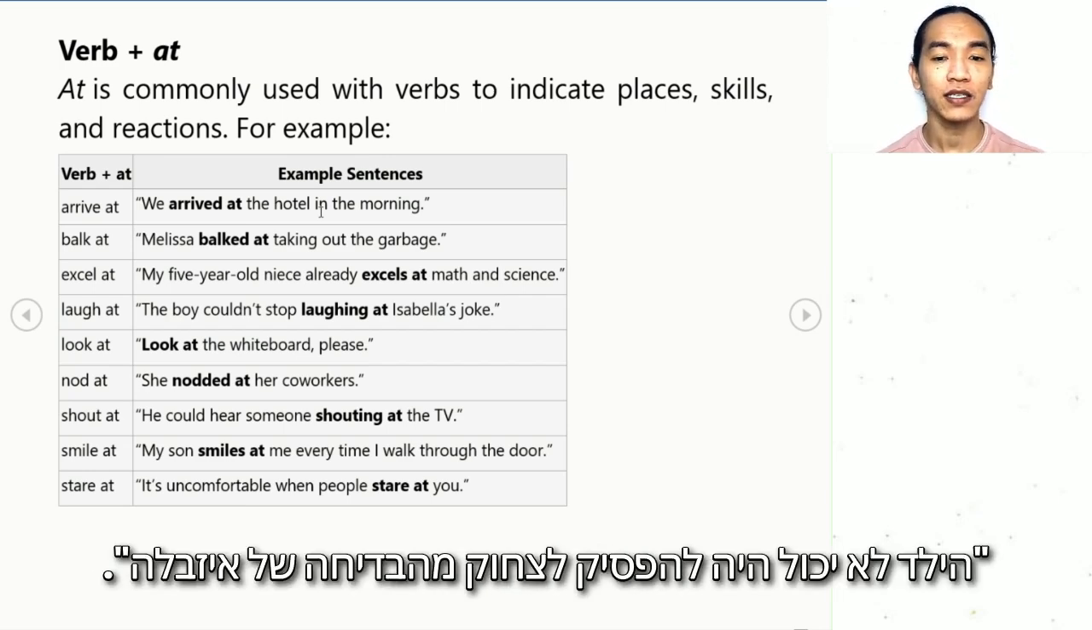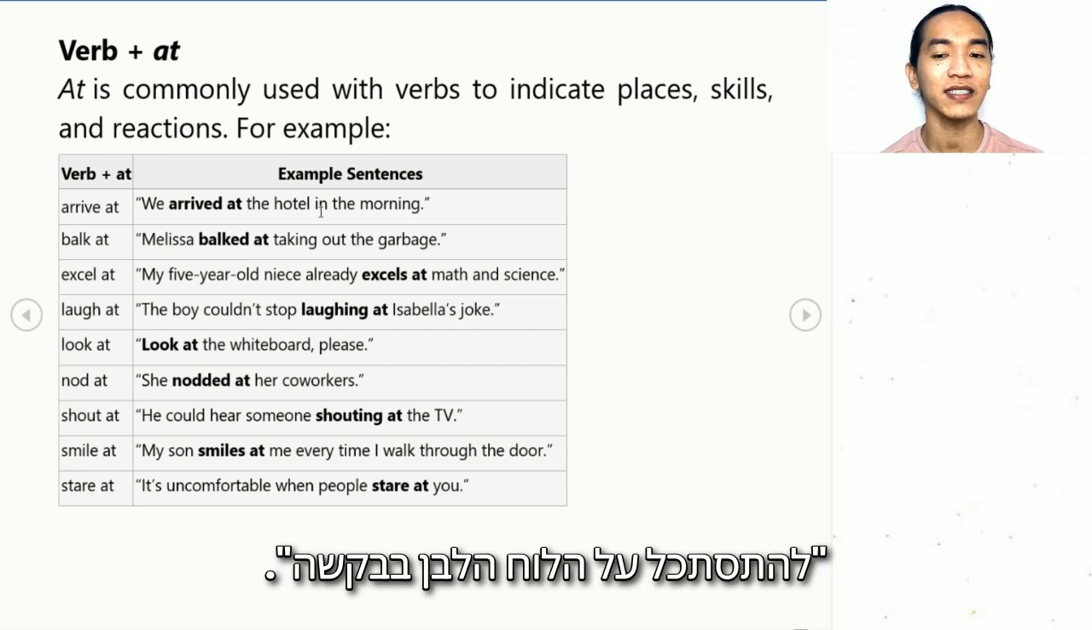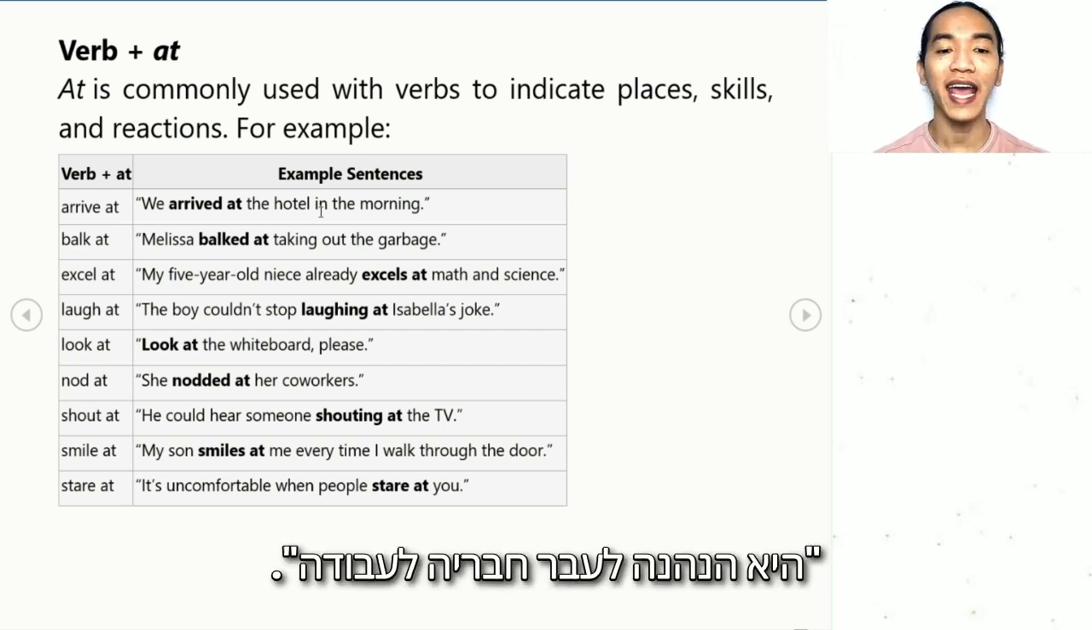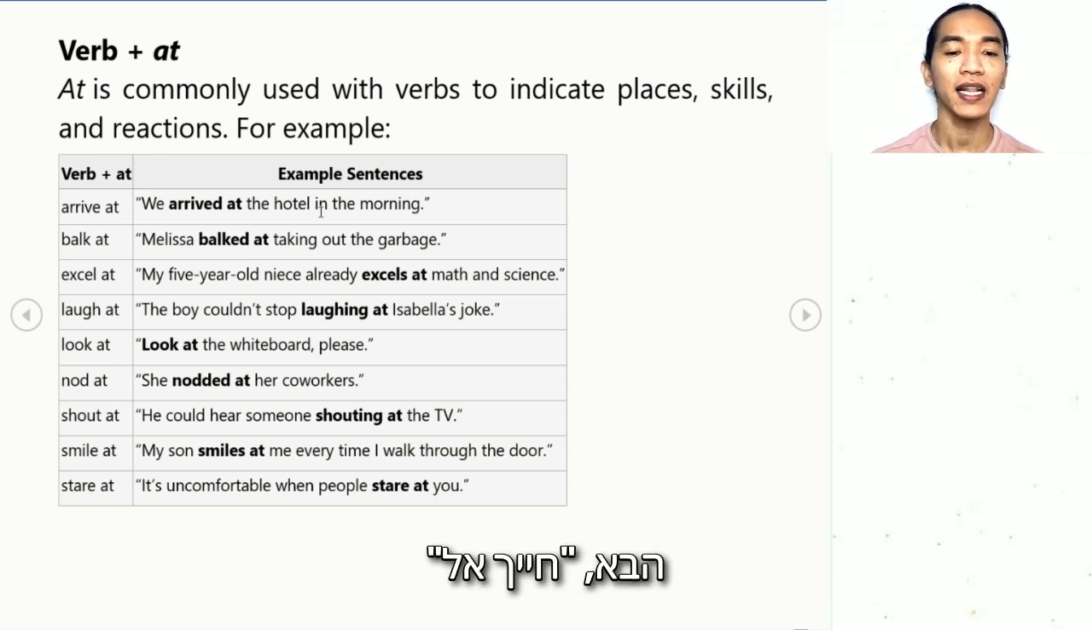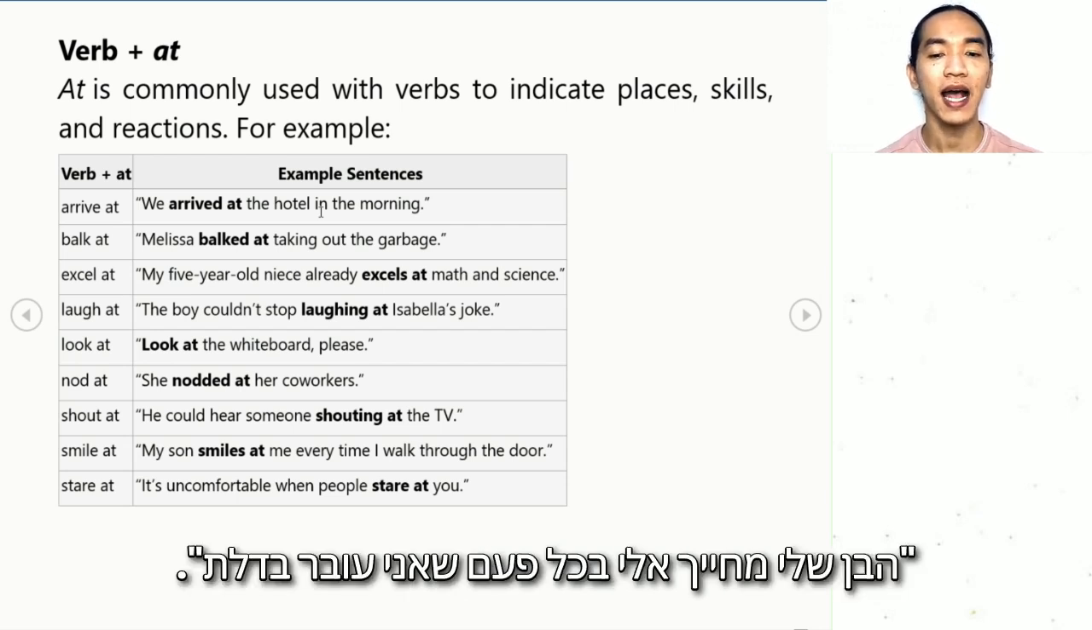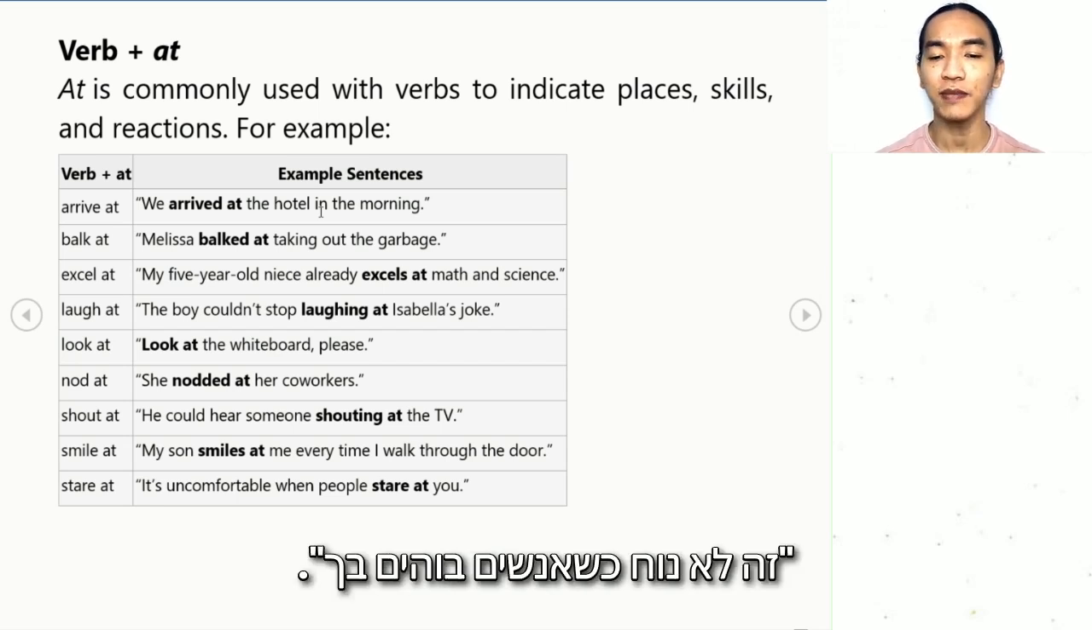Laugh at. The boy couldn't stop laughing at Isabella's joke. Look at. Look at the whiteboard, please. Nod at. She nodded at her co-workers. Shout at. He could hear someone shouting at the TV. Next, smile at. My son smiles at me every time I walk through the door. Stare at. It's uncomfortable when people stare at you.